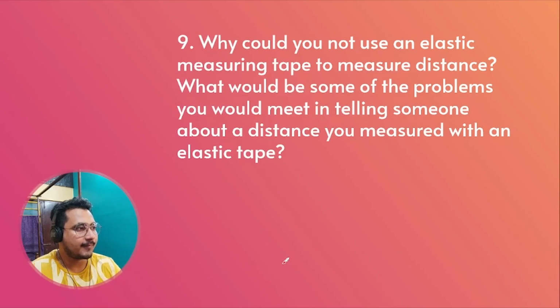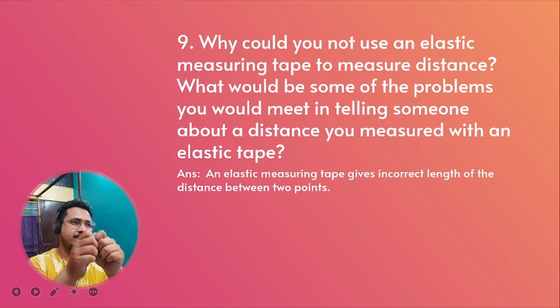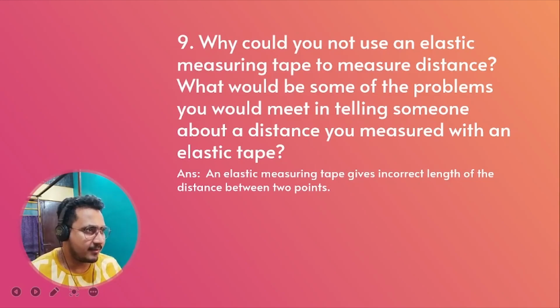When we measure it, sometimes it may stretch too long or too short, and sometimes it may swing. That is why we will not get the actual value for measurement. The value of the scale will continuously be changing. Like an elastic measuring tape gives an incorrect length of the distance between 2 points, because if you stretch it, the 2 millimeter length between those two lines also gets stretched. So you will not get the actual value for the measurement.